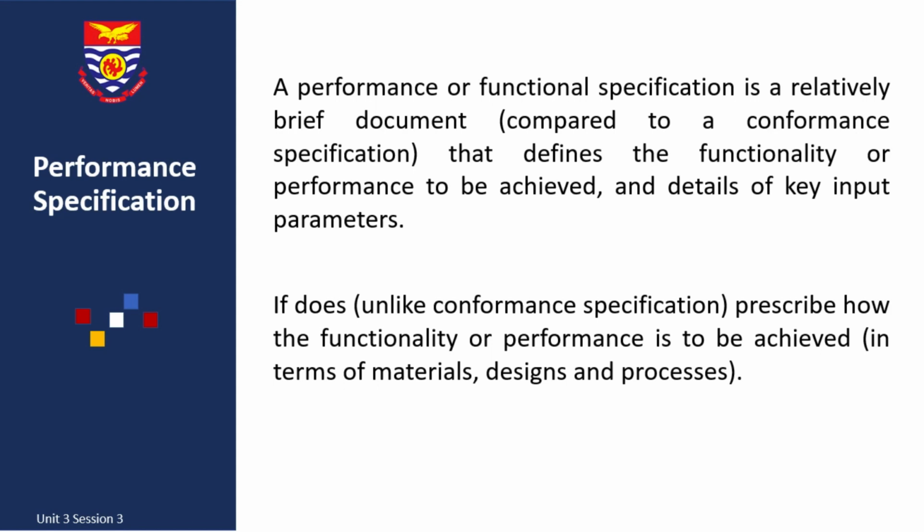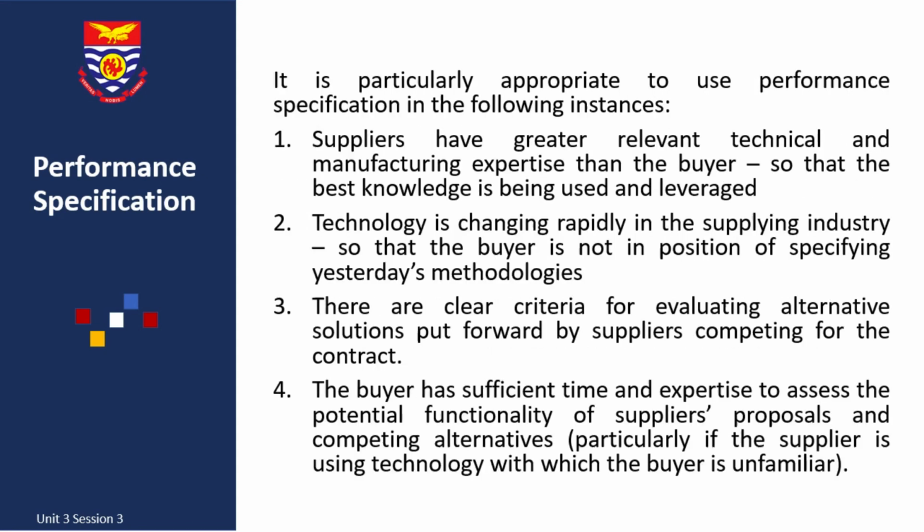So the two main differences between the two is that with the conformance specification, the buying organization knows exactly what they want and the details exactly what they want the supplier to supply them. Whereas with the performance specification, the organization would only define the functionality or performance to be achieved and will not go into details of what the requirements should consist of. Of course, there are instances which will require the use of performance against conformance specification, as well as instances which will require the use of conformance specifications against performance specifications.